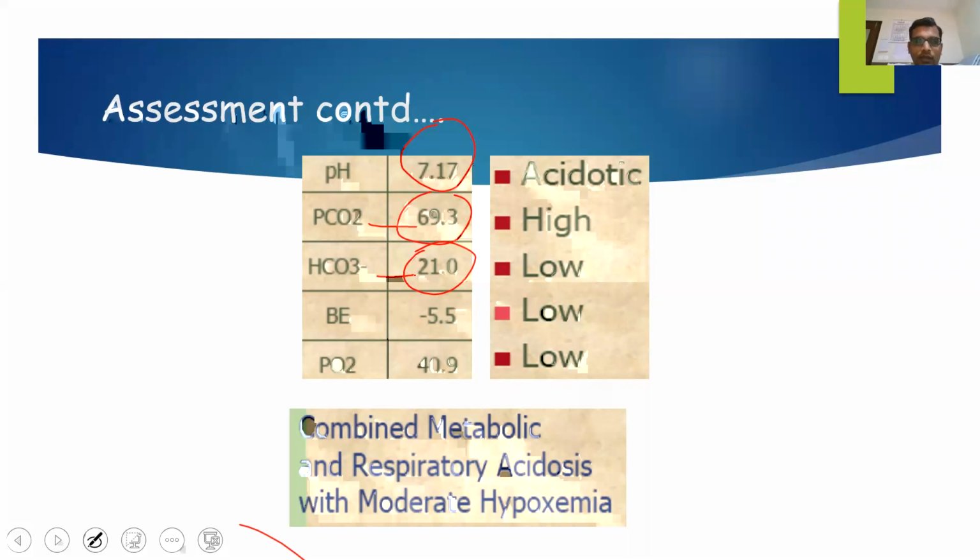In such cases there is no need of confusion. There is no need to calculate even. Just look at in what direction both have moved. If the CO2 had increased, for a compensation, bicarbonate would have moved in the same direction. The bicarbonate also should have increased. Instead of that, it has come down. So that means there is a different mixed disorder.